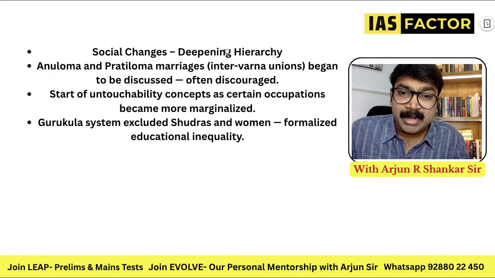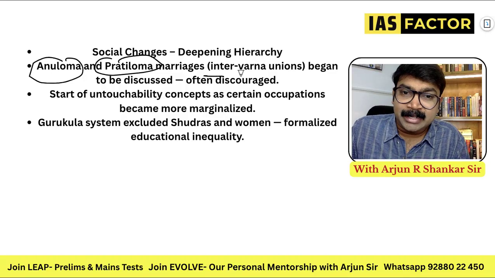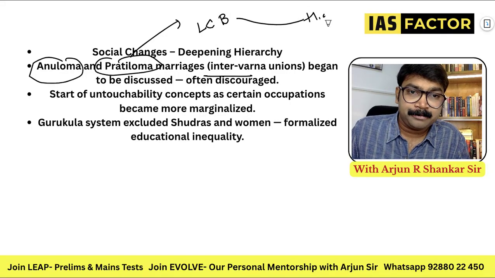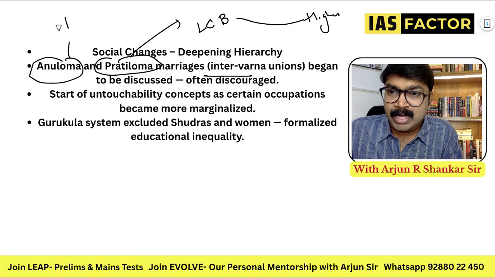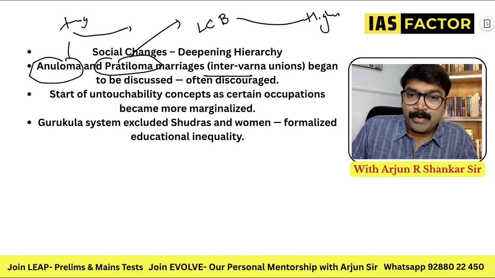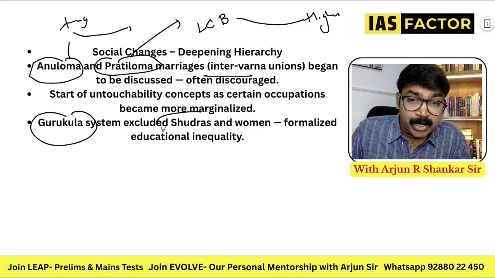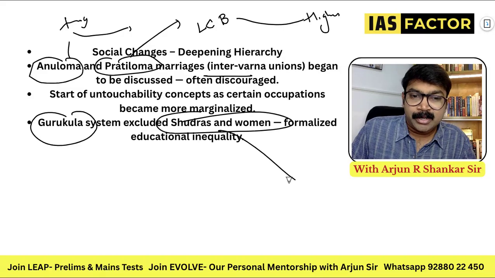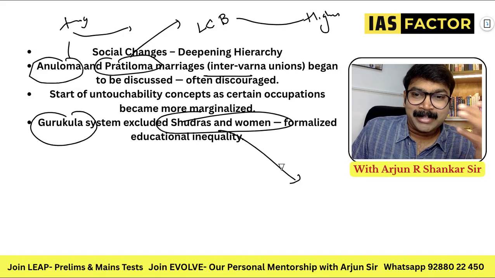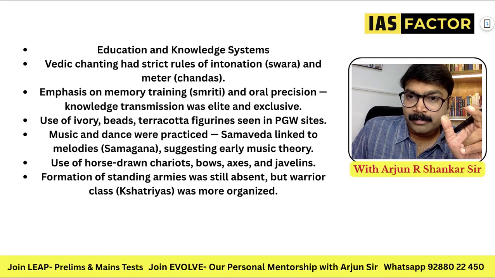And different types of marriages also came in. The Anuloma and Pratiloma marriages, like inter-Varna unions. Pratiloma is a lower caste boy marrying a higher caste girl. Anuloma is a higher caste boy marrying a lower caste girl. So the start of the untouchability concept: the Gurukula system excluded Shudras and women. From there discrimination starts. They did not include Shudras, which is why they did not have rights to education.